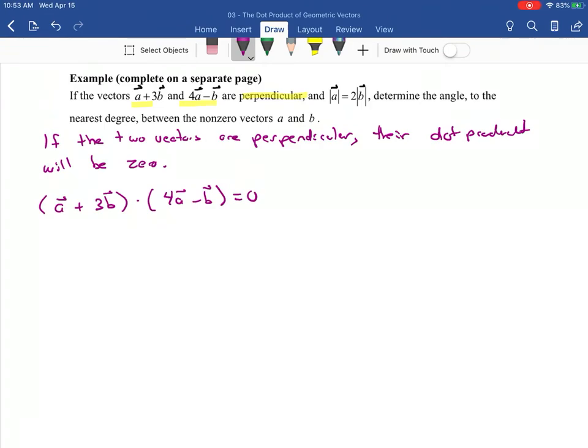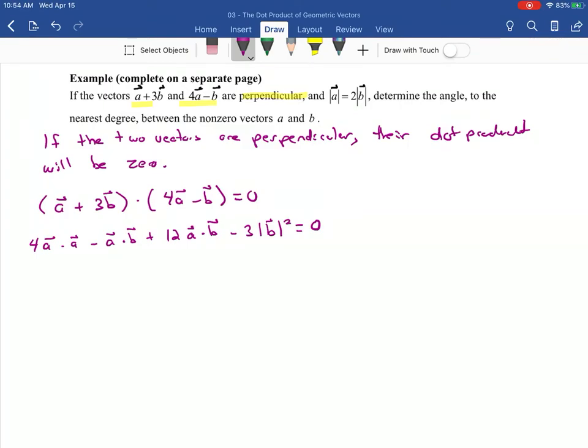So first, some distribution. I'm going to distribute these brackets with FOIL. So I get 4a dotted with a minus a dotted with b plus 12 b dot a. But I think hopefully we're at the stage where you see, okay, b dot a, we've already seen the commutative property once. That's the same as a dot b. And then I get minus 3 magnitude b squared.